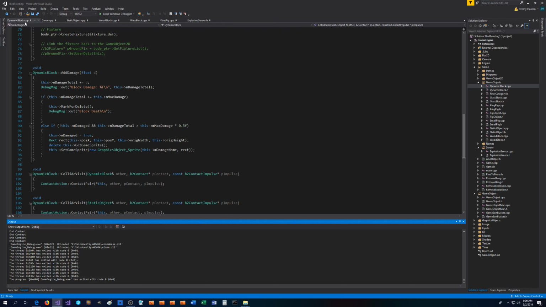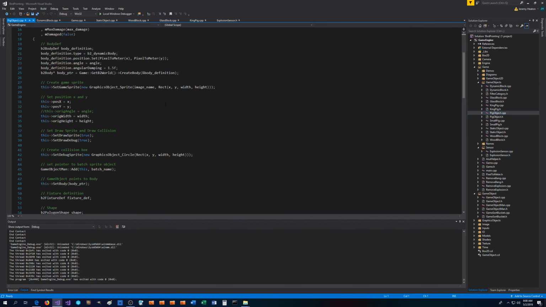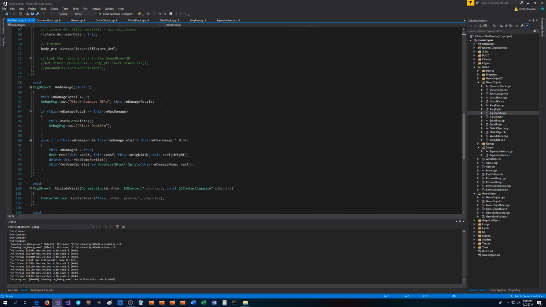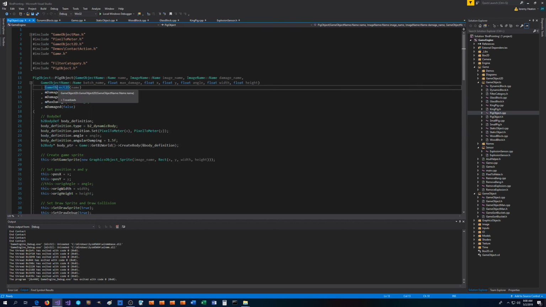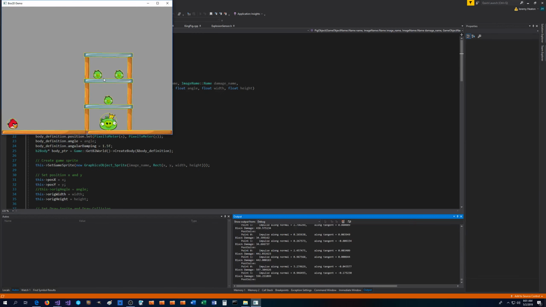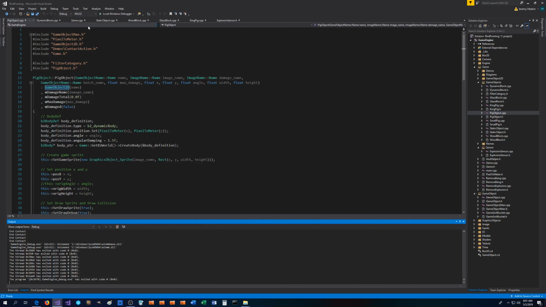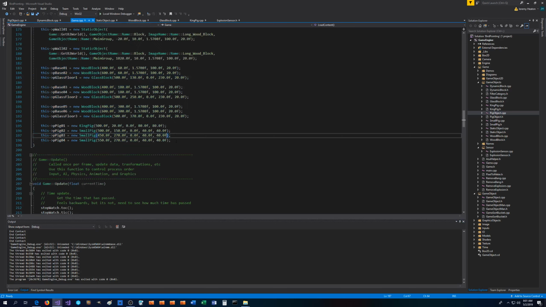So there's a dynamic block object. That's any block that can be destroyed. There's a static object. That's the floor. There's the pig object. Where is that? Pig object right here, and that's inherited from the game object, but then that's derived to small pig and king pig, the two you see here. They're different objects, and then there's also a wood block and a glass block, and that way it makes everything really clean and neat. This is basically the entire destructible environment right there.